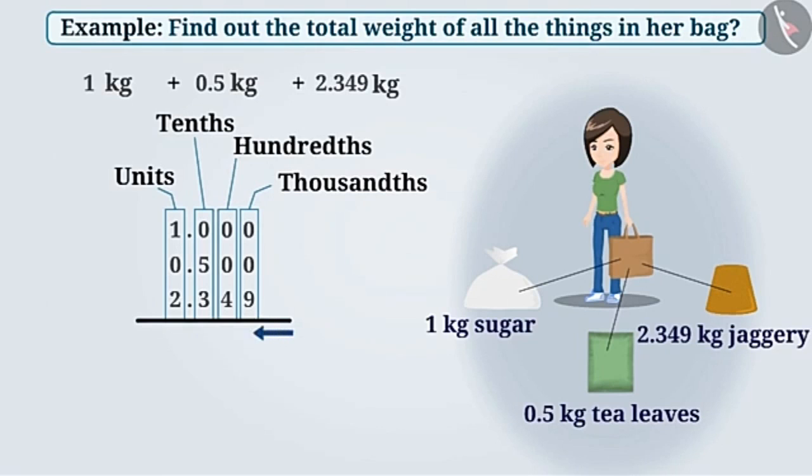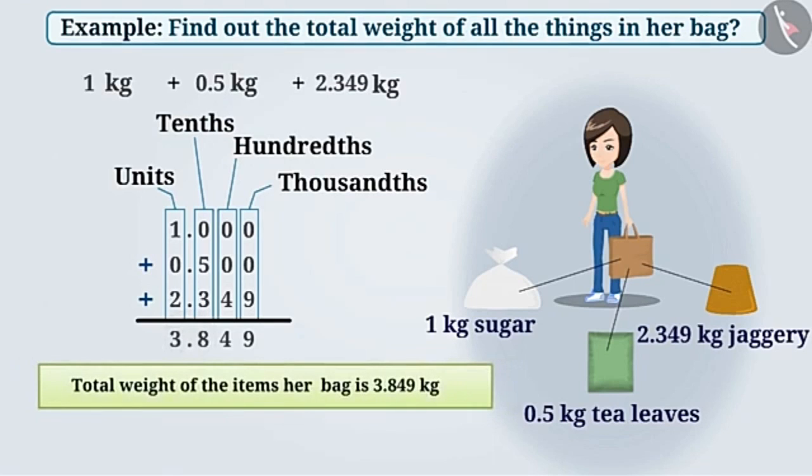Next step should be adding the digits in each place from right to left. The sum of digits in the thousandth place is 9. Hundredth place is 4. Tenth place is 8. And the sum of digits in ones place is 3. Put decimal point after 3. Therefore, the total weight of the items in her bag is 3.849 kg.